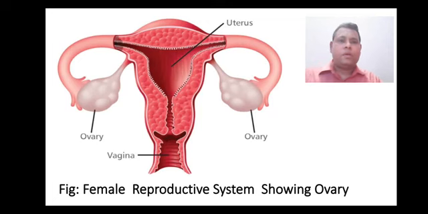So you can see the female reproductive system showing the ovary. The different parts: one pair of ovaries, the left ovary and right ovary. And you can see the clear-cut sections, and the location of the uterus and the left and right loop of the ovary.